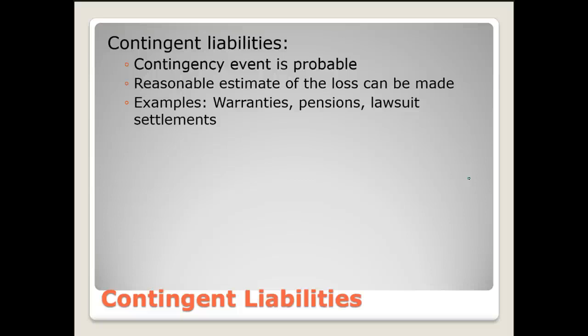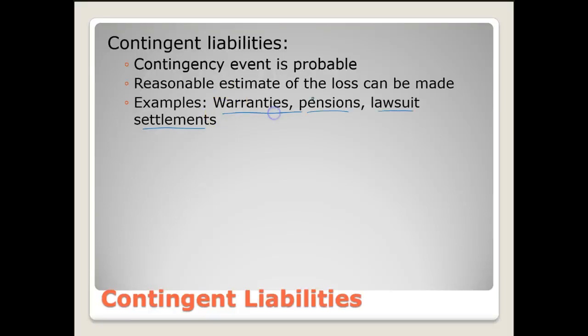Now again, something like pensions and lawsuit settlements, you have to make some good guesses as to how long a retiree might live or how long their spouse might live. Or for a lawsuit settlement, how likely is it that a company might have a finding against it, and how much might that penalty or that settlement be?